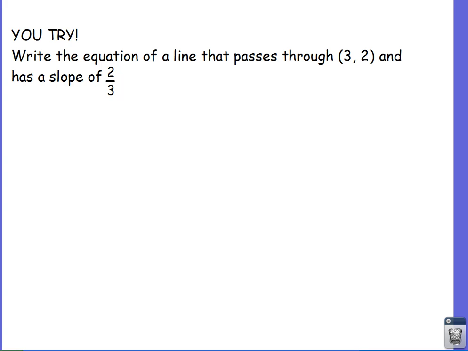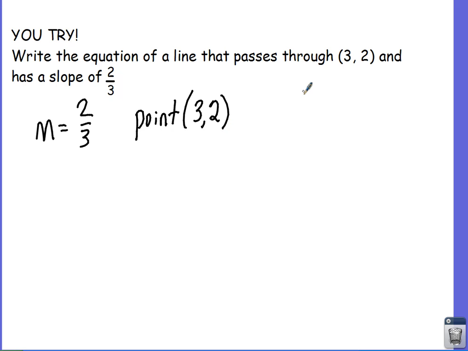Remember, the very first step is you need to determine which formula to use. So first of all, read the question: write the equation of a line that passes through (3, 2) and has a slope of 2/3. As you're reading this, the first thing you have is slope, 2/3. The next thing you have is a point, (3, 2). And since you have slope and a point, you're going to use the point slope formula.